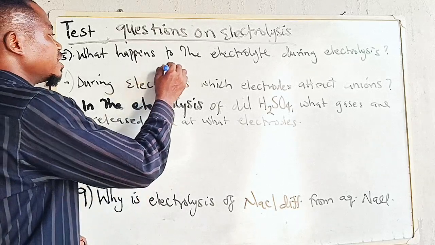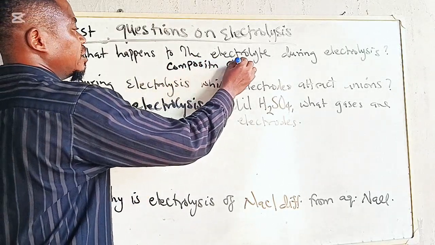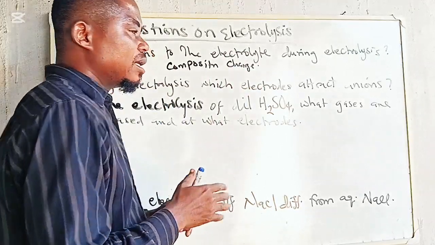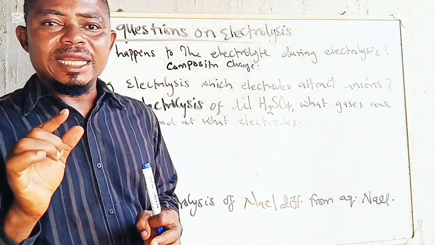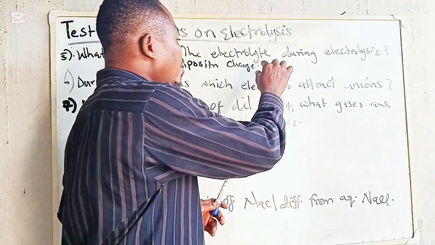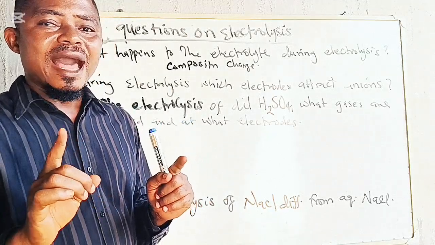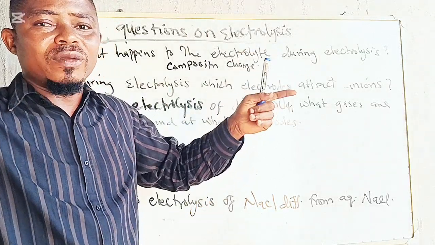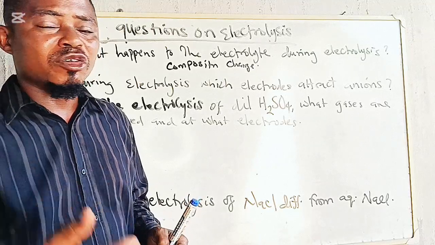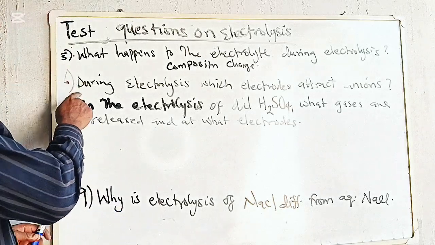Now, the composition of the electrolyte will change. Why? Because when electricity passes through it, it will ionize the electrolyte. And when it ionizes the electrolyte, the ions will move to the corresponding electrodes, and then they are discharged at the electrode, thereby affecting the concentration and the composition of the electrolyte over time. Is that okay? All right, let's look at the next question.